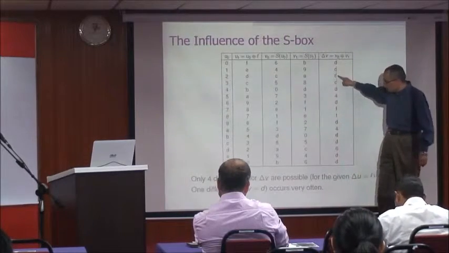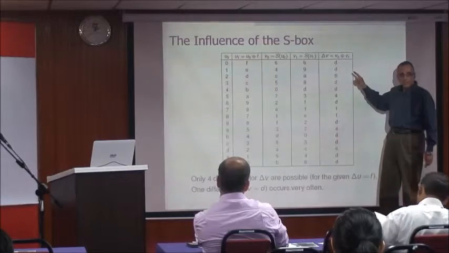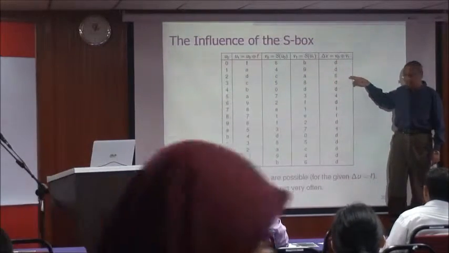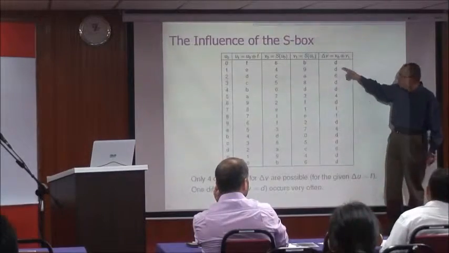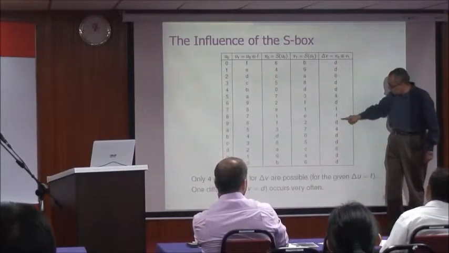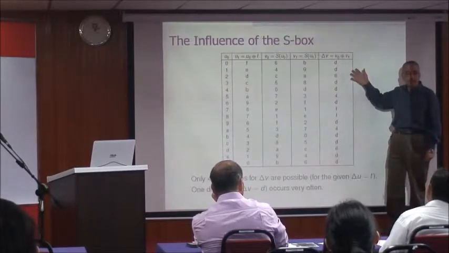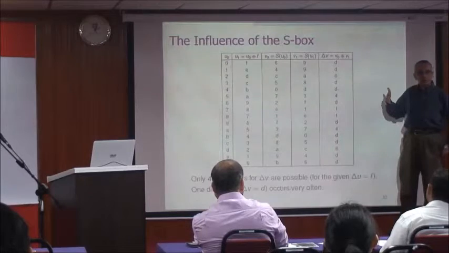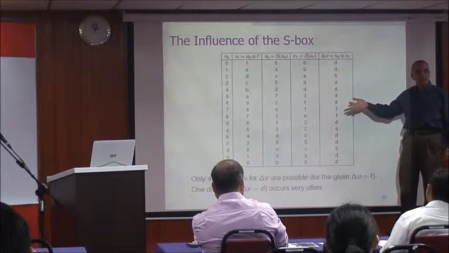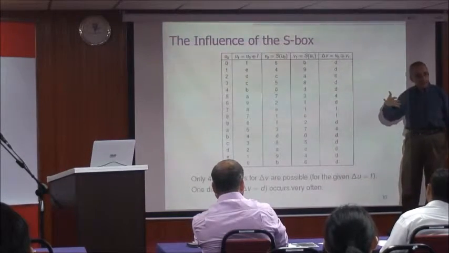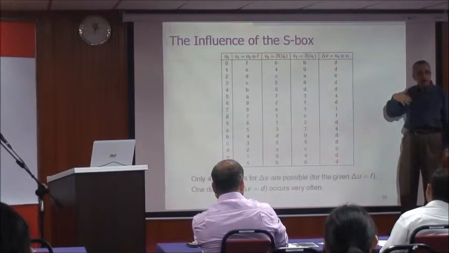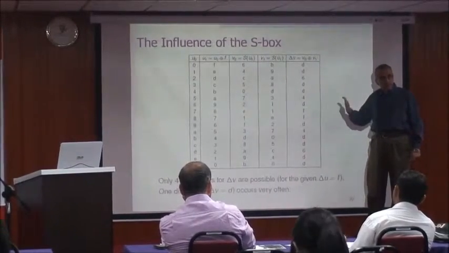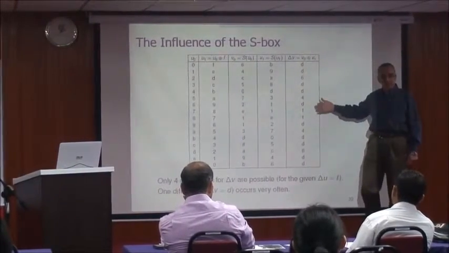And when you list all the possible differences in delta V, you will find that some of the differences appear more frequently than the others. So in this particular example, the difference D appears 10 times out of 16 times. So when we're doing the analysis, we're going to assume that this difference is going to happen. This is an assumption I'm going to use, and I'm going to be right with probability 10 over 16. Say 10 over 16 times, my guess is going to be correct.